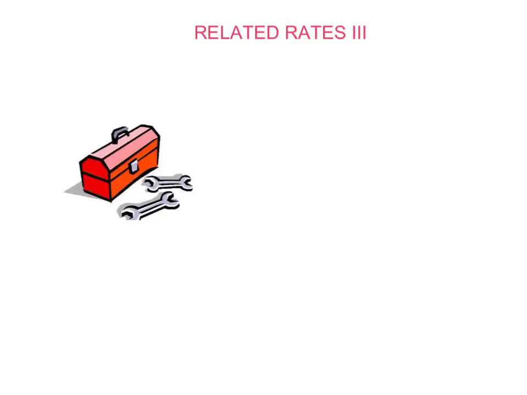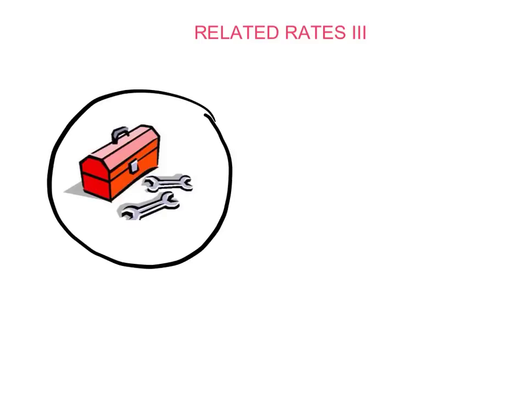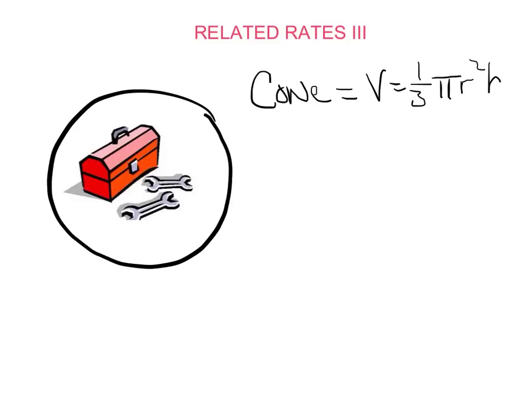So before we dive right in, let's identify some of the formulas we're going to use today, and we'll call that our toolbox. What formulas do we have in our toolbox? We've talked about our cone, so we've got volume equals 1/3 pi r squared h. And today we're going to focus on the sphere, which is volume equals 4/3 pi r cubed.